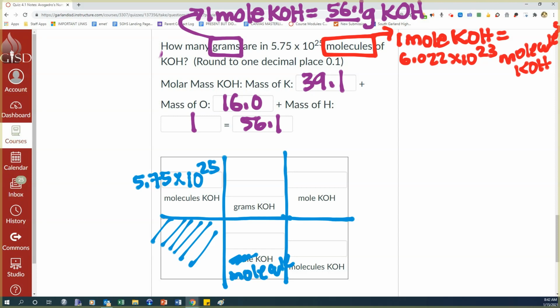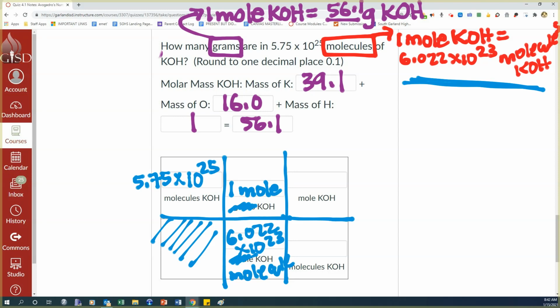All right. So we're going to start with the red conversion factor, right here. What goes at the bottom is your 6.022 times 10 to the 23rd. And then at the top, it's not that. It should be 1 mole of KOH. Don't forget that. And I'm 100% sure that the units here is wrong.